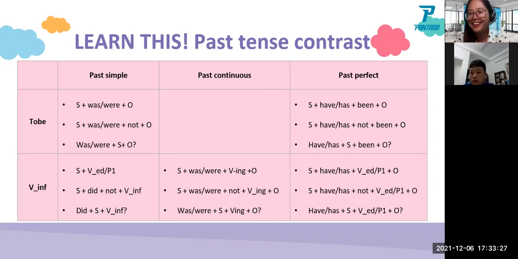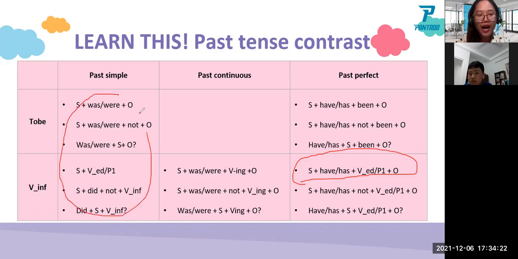Bravo, Kawa. Great job. So here, let's go to the past perfect. Please give me an example of this. Subject plus have or has plus verb with ed, okay? Mr. Brown has baked a cake. See, very good. Bravo. Impressive, Kawa. Now I want you to practice this, okay?